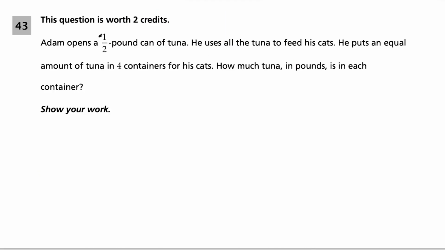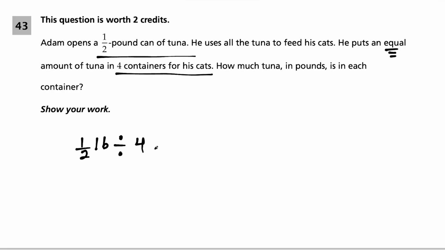Question 43, we have Adam opens a half-pound can of tuna and he uses all the tuna to feed his cats. He puts an equal amount of tuna in 4 containers for his cats, and we want to know how much tuna in pounds is in each container. Well, in total, Adam has half a pound of tuna. Okay, so we have half a pound of tuna, and he is sharing it equally amongst 4 containers for his cats. Okay, so we're going to make 4 equal groups, so we're going to divide by 4.